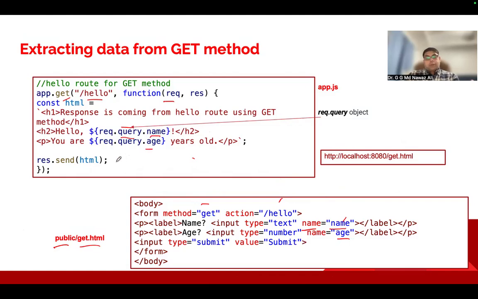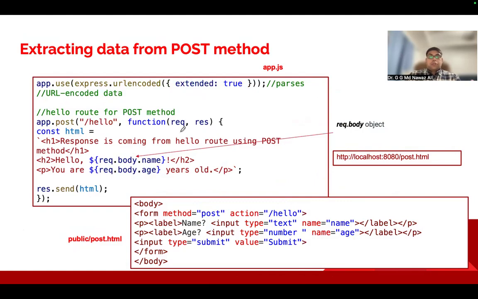Now for post, you need to add another middleware called express.urlencoded. Then you can say whether you want nested parsing or not, which is basically setting extended equal to true. By default, extended is equal to false, which means it does just simple parsing, not nested parsing. The recommended one is to write extended equal to true.